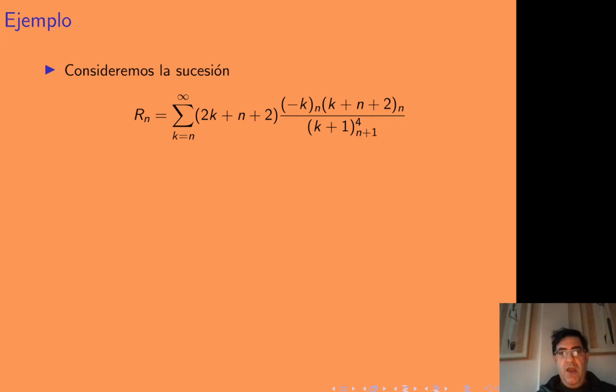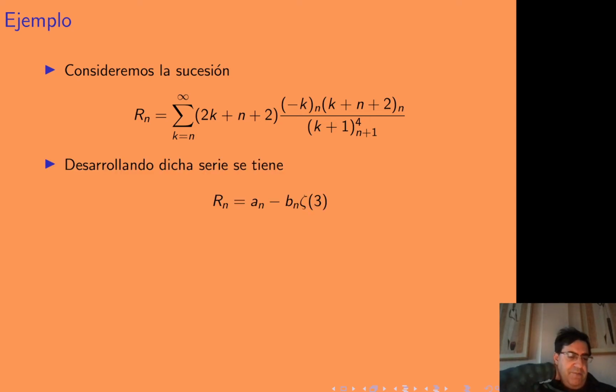Okay, what is not easy, but it's a question of computing by hand, is that this R_n can be written like a_n minus b_n zeta(3). Zeta(3) is the zeta function at 3, and a_n and b_n are going to be rational numbers. It's not really much difficult, but it's not trivial either.